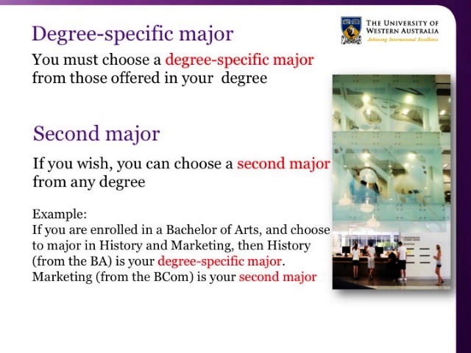For example, if you're enrolled in the Bachelor of Arts and you choose to major in history and marketing, then history, which is a major from the Bachelor of Arts, is your degree-specific major, and marketing, which is a major from the Bachelor of Commerce, is your second major.